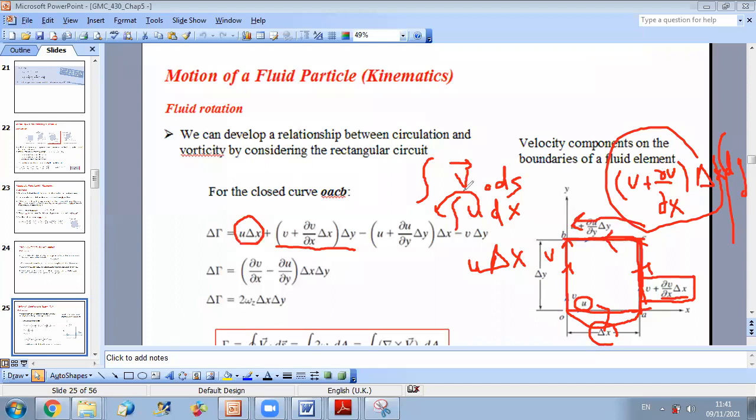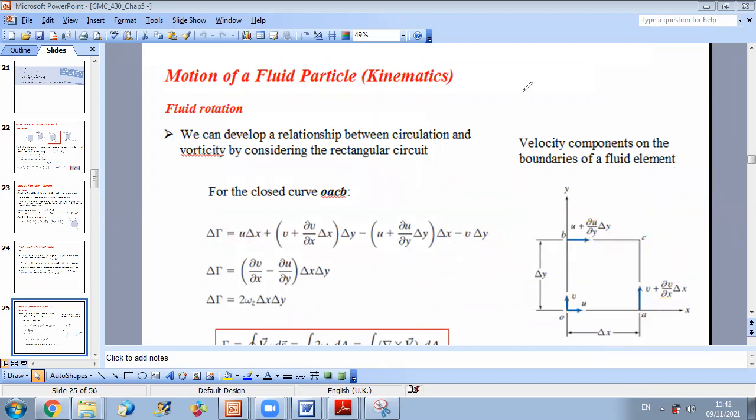Okay, so when you do the dot product, you will get minus u plus del u by del y delta y times dx. And when you integrate, sorry, you will get plus u plus del u by del y dx. But when you integrate, the integral of dx when you go from C to B is negative, which is minus delta x. So then you will get minus u plus del u by del y times delta x. And finally, the same for the final segment, you will get minus V delta Y.